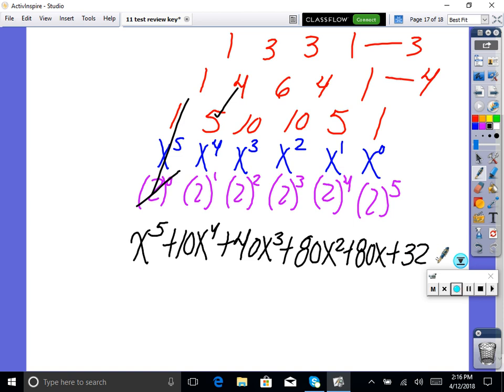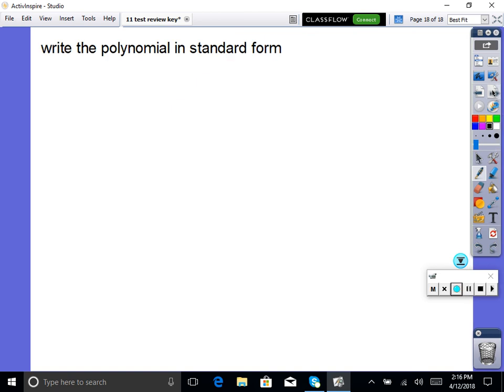So just remember how to expand, and then you will be given one where you're asked to expand a little bit larger one. Not too bad, though. Something like 3x minus 1 to the 4th or 5th. And then you would go through that same process.